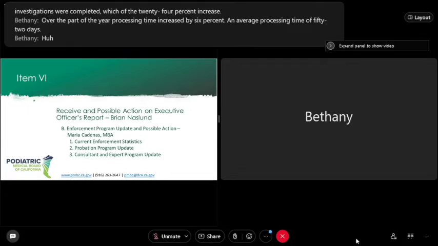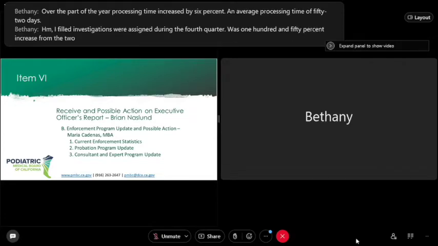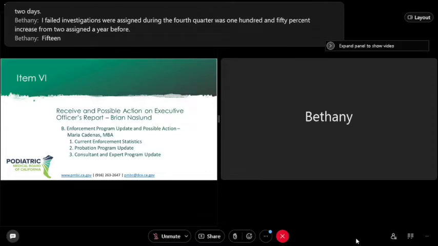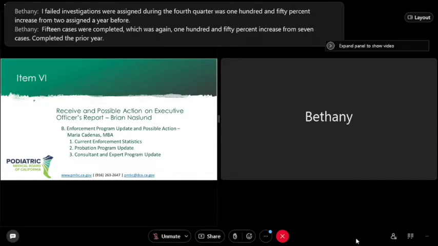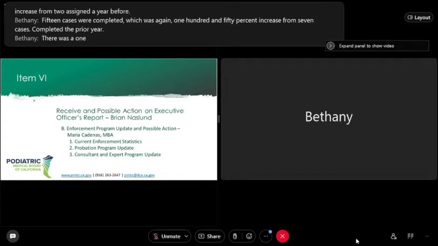Biofield investigations were assigned during the fourth quarter. It was a 150% increase from the 2 assigned the year before. 15 cases were completed, which was, again, a 150% increase from 7 cases completed the prior year. There was a 1% decrease in field investigation processing time, and field investigations took an average of 396 days to complete.